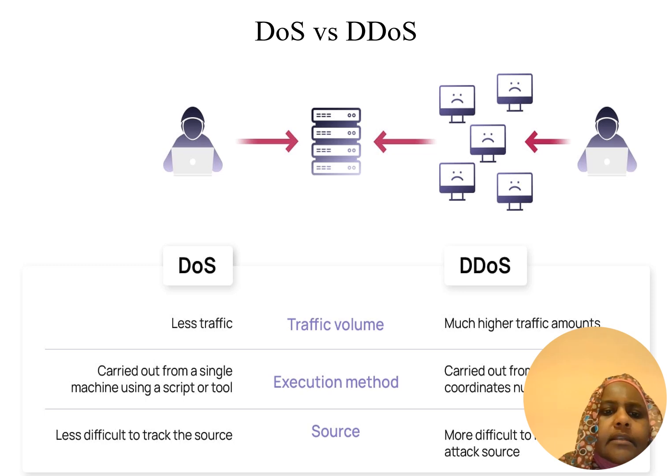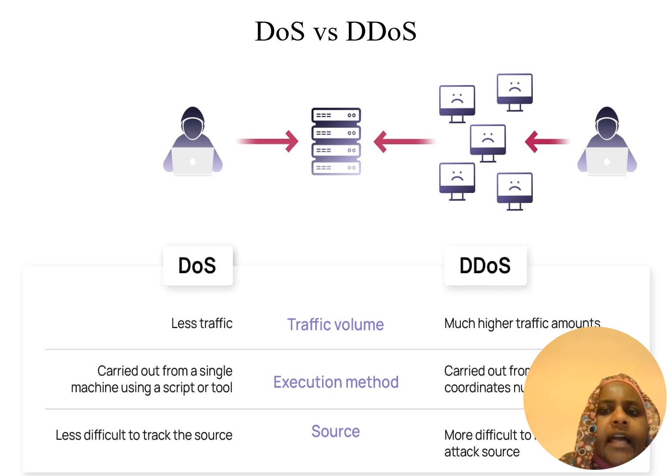In DoS, the source is easier to discover, and it's easier to terminate the connection that is causing the problem. Here, the source is not easy to discover because it hides itself behind multiple computers, and it's not easy to disconnect all attacking computers.